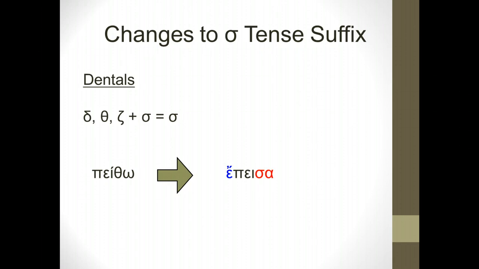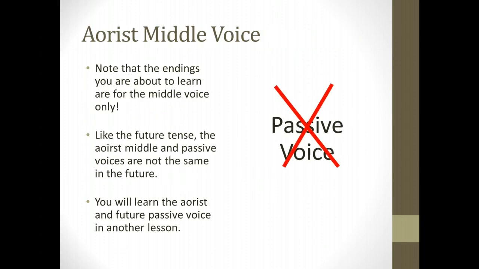Now, just as when you were learning the future tense, we told you that you were only learning the middle voice at that time, that you would be learning the passive voice later on in a separate lesson, that rule also applies to what you are learning today. The endings that I'm about to teach you are only for the middle voice, not the passive. You will actually be learning both the aorist and the future passive voice together in about 2 weeks in a separate lesson. And when we do that, you'll see why we teach those to you together.